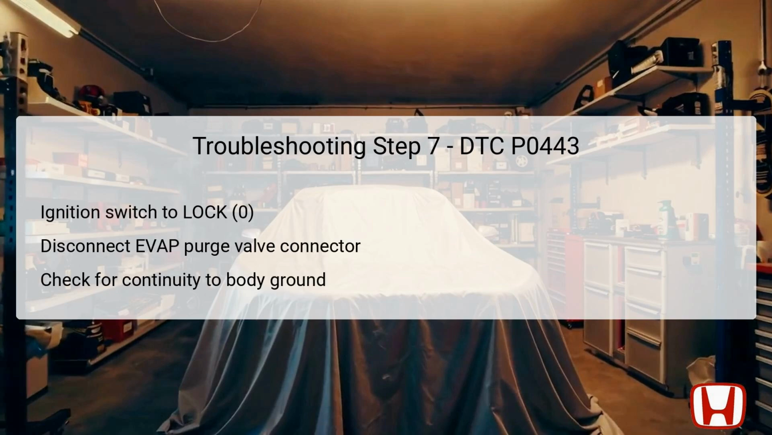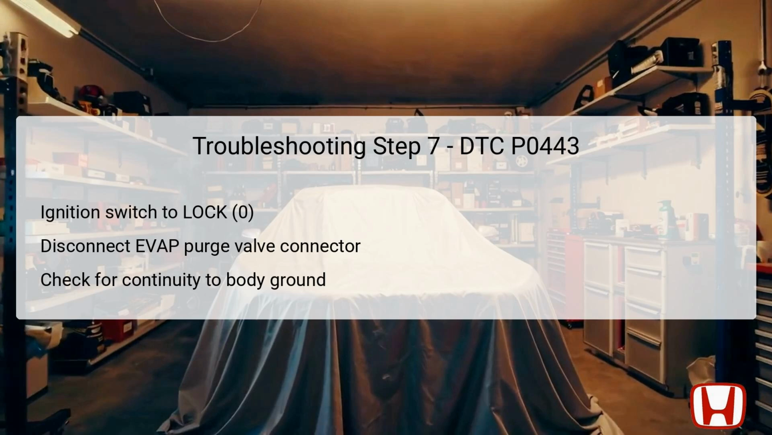The seventh step entails switching the ignition back to the lock 0 position for safety. This action ensures that all electrical systems are powered down as you disconnect the EVAP Canister Purge Valve 2P connector. This connector links the valve to the vehicle's wiring harness, and disconnecting it allows for more direct measurement of continuity.